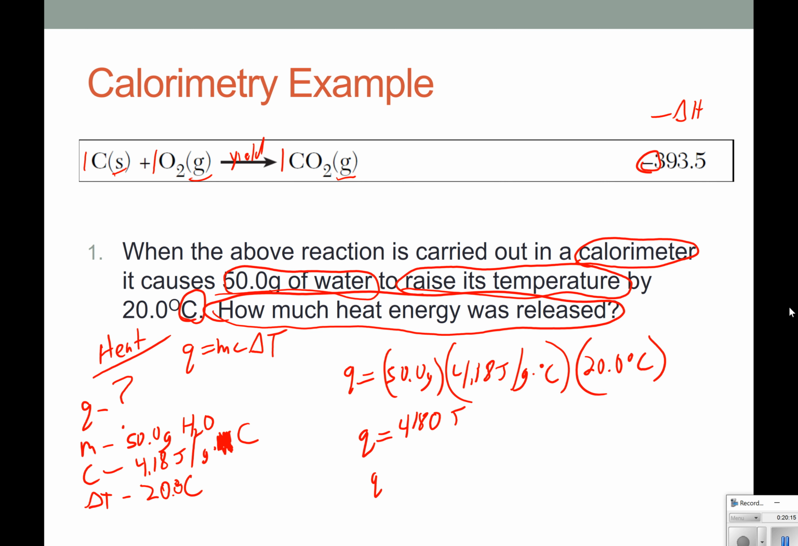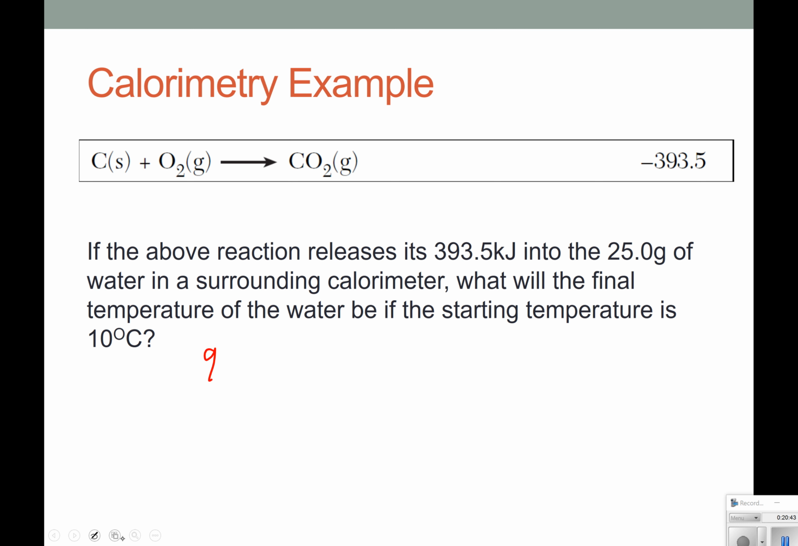But we're going to want to round this to 3 sig figs. I'm going to call this 4.18 times 10 to the third joules. And that's a Q equals 4.18 times 10 to the third joules, or 4,180 joules. And there's our answer. Now for the next one, you guys want to pause the video and try this and check your work. I'd recommend that.